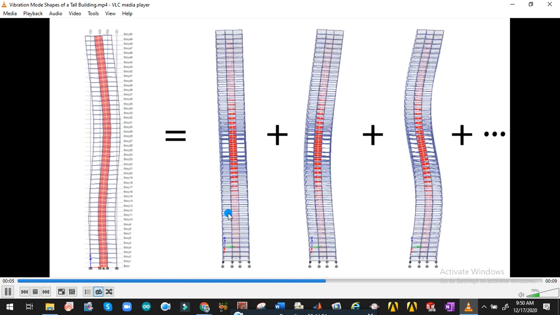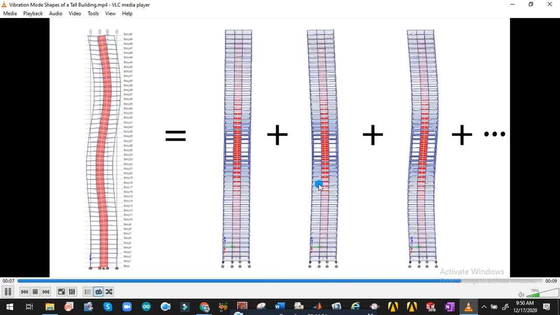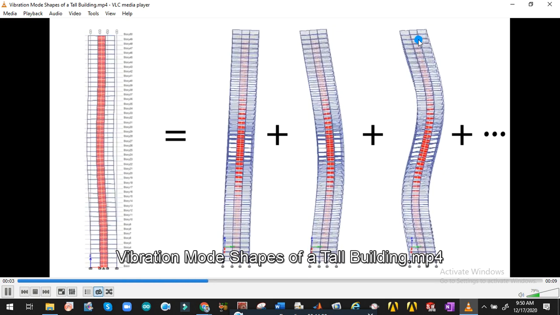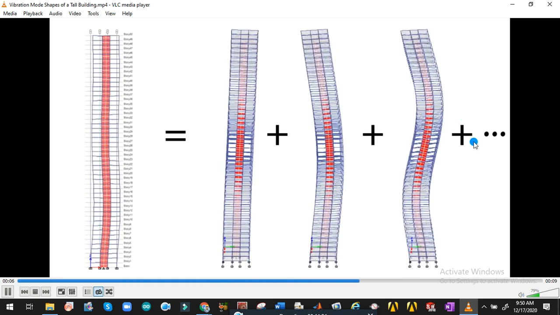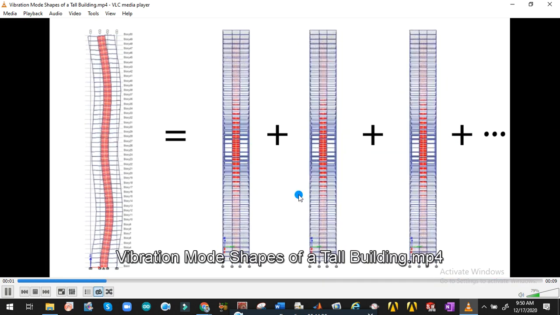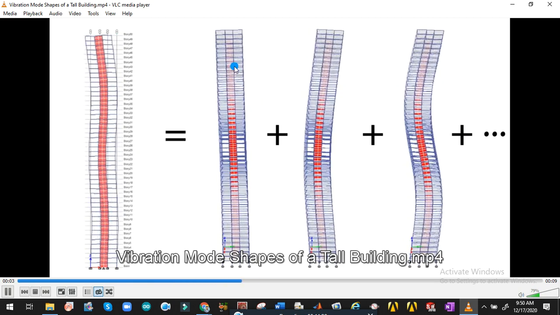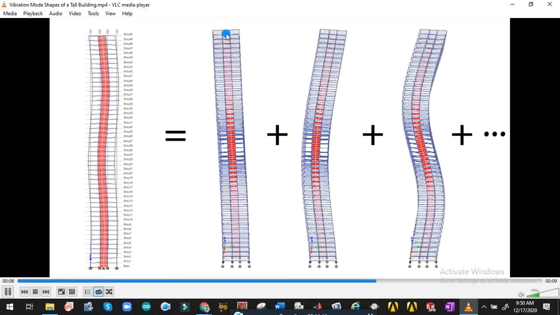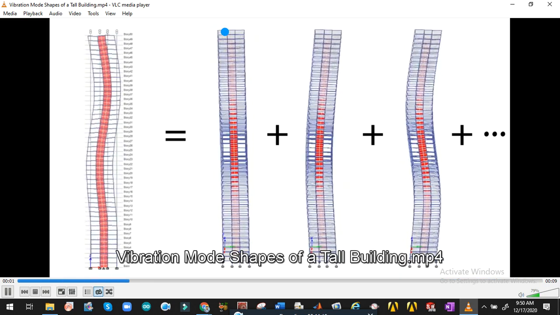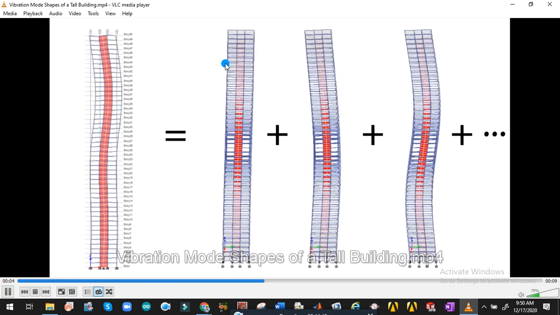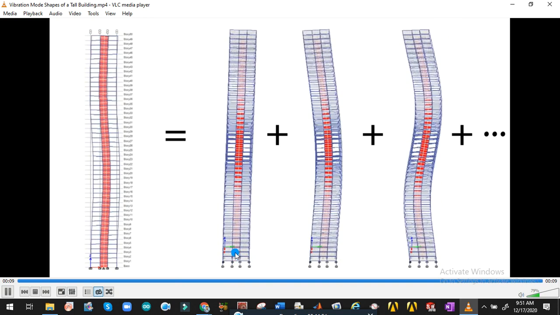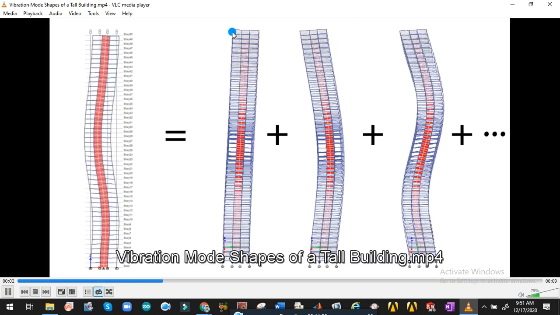If building will be excited at second mode, then its response will be like that. If it is excited at third mode, its response will be like that. Now it depends upon the possible type of excitation force which mode is exciting. You can see that first mode is such that your free end is at maximum displacement. Okay, it behaves like a cantilever beam. So this end will be your node, this end will be your antinode.